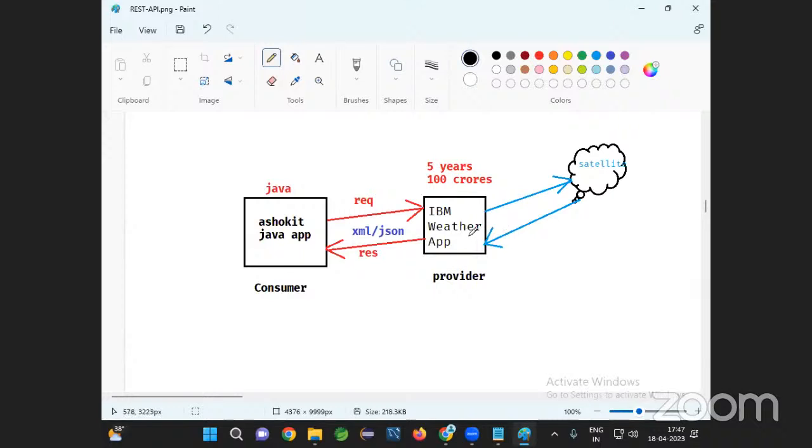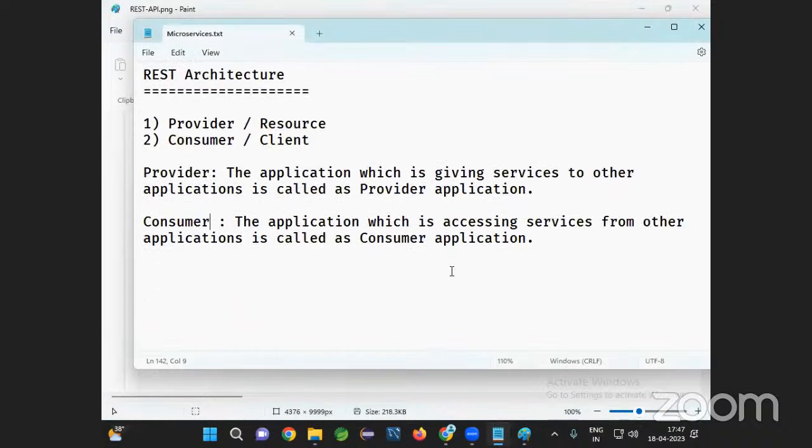Can one provider have multiple consumers? IRCTC provides to Make My Trip, to Ixigo, to GoIbibo. That means one provider will have multiple consumers. So they are doing business to business communication. Are you guys clear with this one?